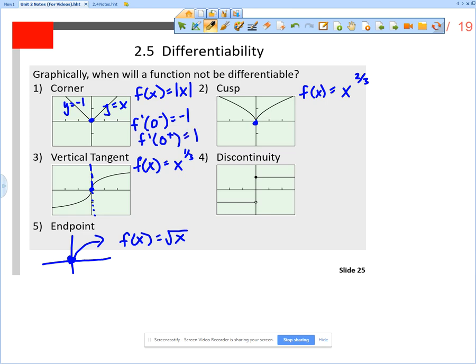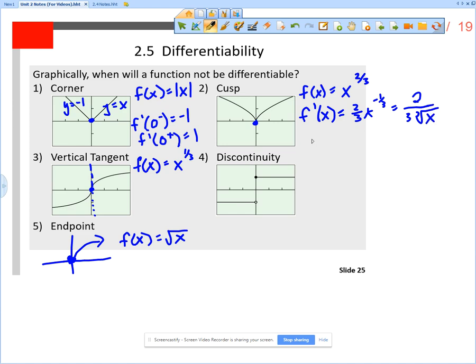These two things are not equal, therefore the function is not differentiable. All right, what about number 2? Well, let's think about f prime. f prime of x would be very simple, 2/3 x to the negative 1/3, right? In other words, this is 2 over 3 times the third root of x.